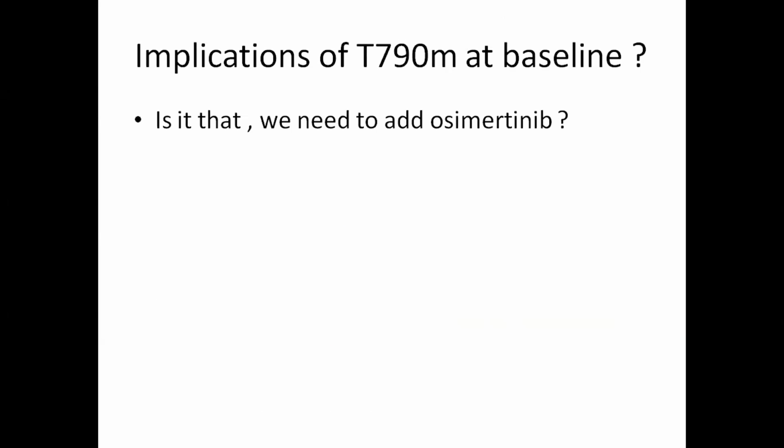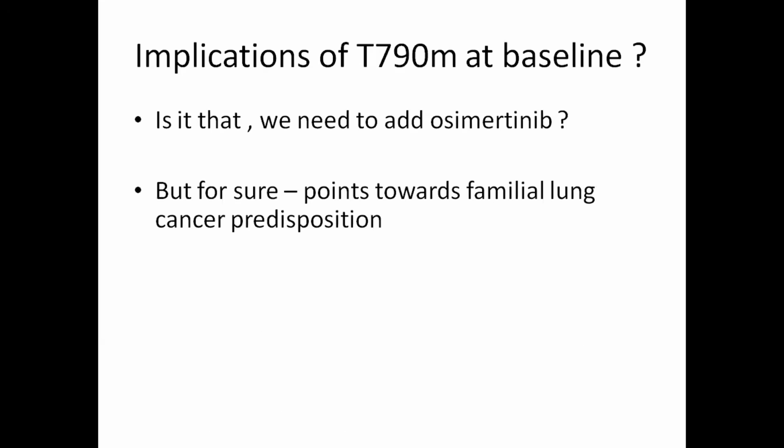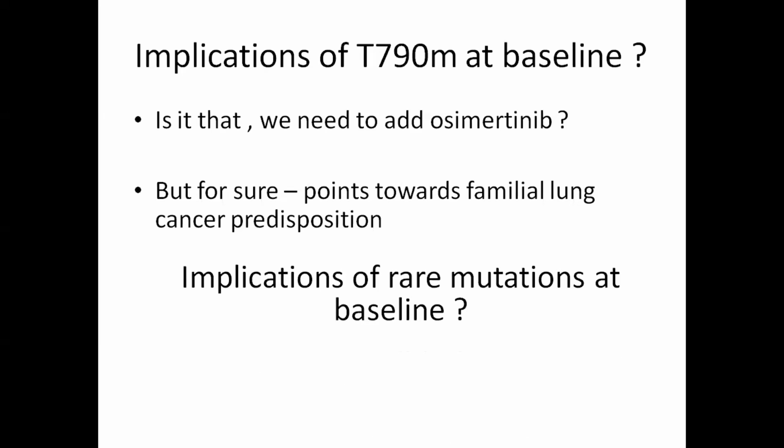T790M at baseline: what I have already told, and people do discuss, is that I will start osimertinib. Is there hard data for that? I'm sorry, I could not find it. If Ullas or Dr. Parikh is there, they can help me in finding it. But for sure, this points towards a familial lung cancer predisposition. Go to the NCCN guidelines. You have to look at familial lung cancer predisposition if you are finding a T790M mutation at baseline. Rare mutations: afatinib, an easy choice actually.